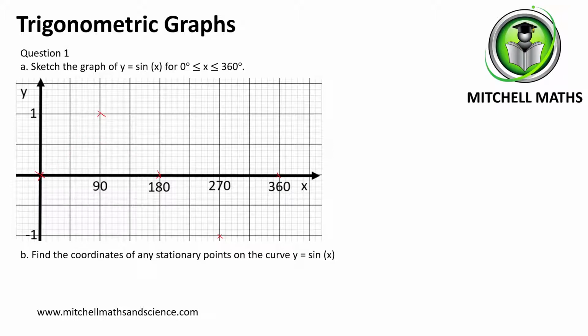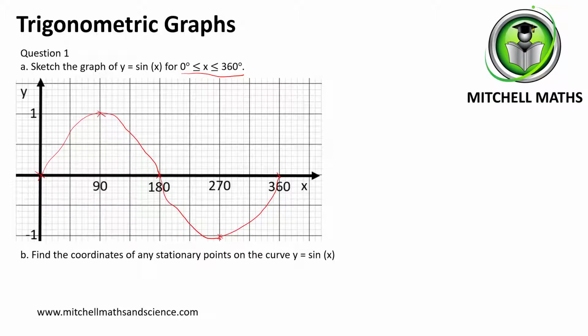So I'll try to draw the curve the best I can on this whiteboard. It goes up to here, then it goes down to 180, then it goes to 270. It hits -1, and goes up to 360. So that's the basic shape of the sine graph, and it just continues like that on and on. However, the question's only asked us to do it between 0 and 360, so we stop here. For part B, it says find the coordinates of any stationary points.